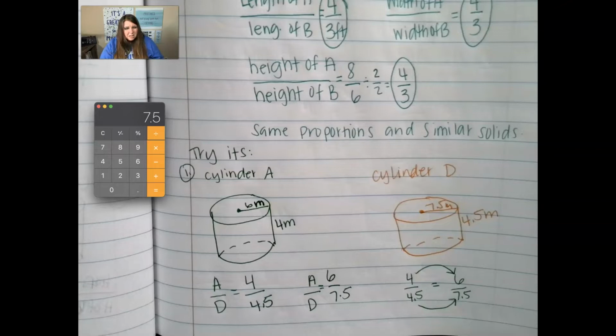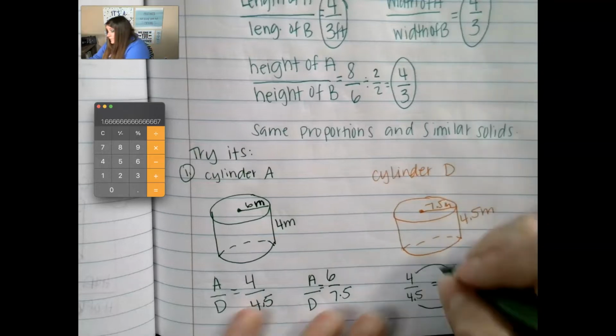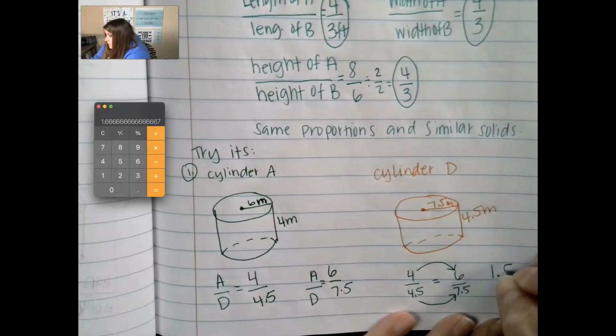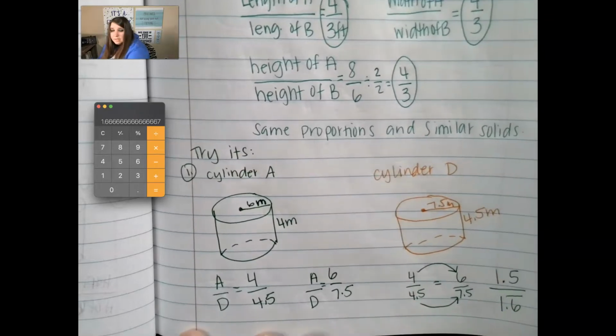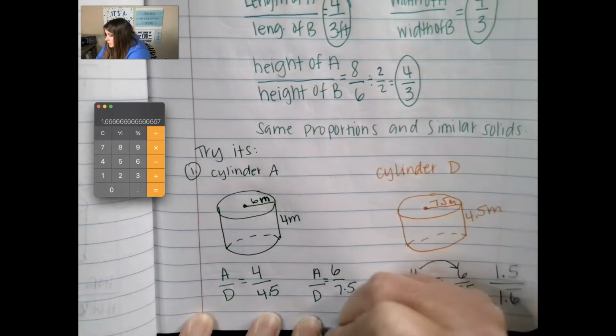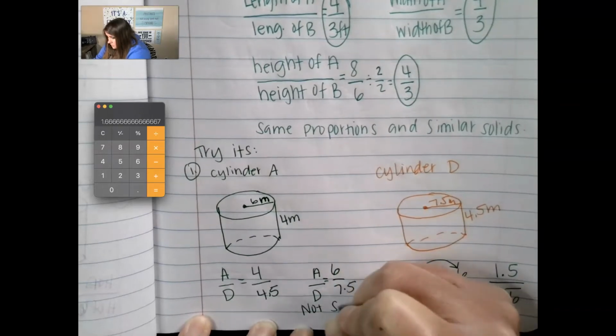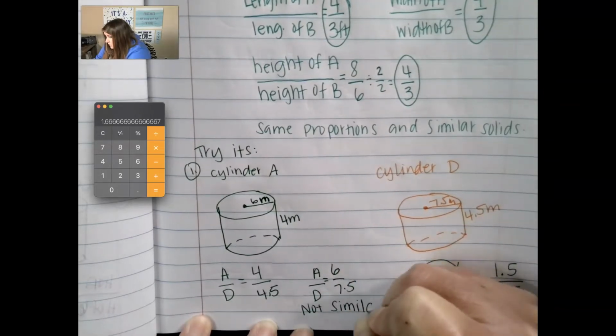And now we have 7.5. I'm going to divide to work backwards to see if we get the same answer. No, we got 1.6 here. So the change on the top was 1.5. The change on the bottom is 1.6. So these are not similar. These are not similar solids.